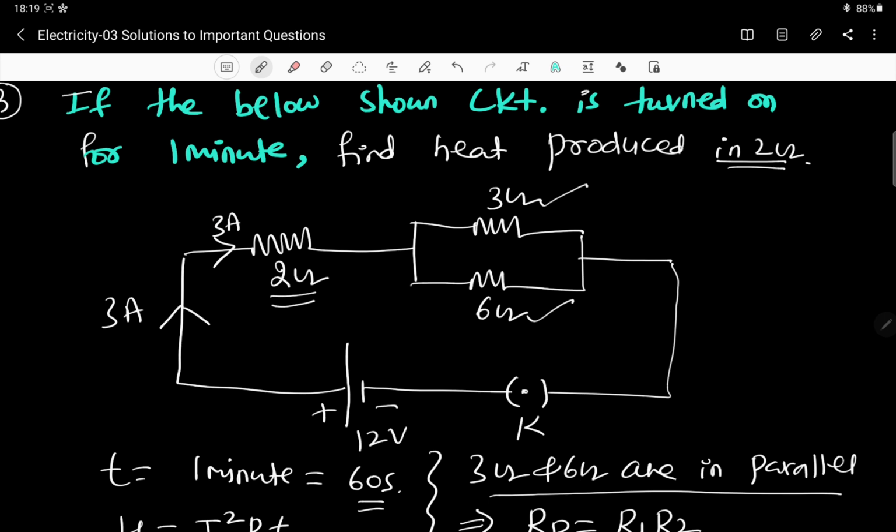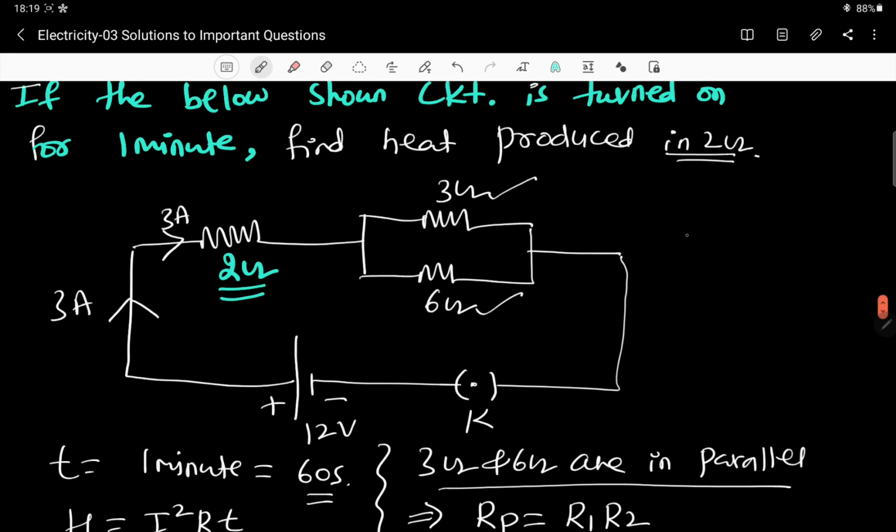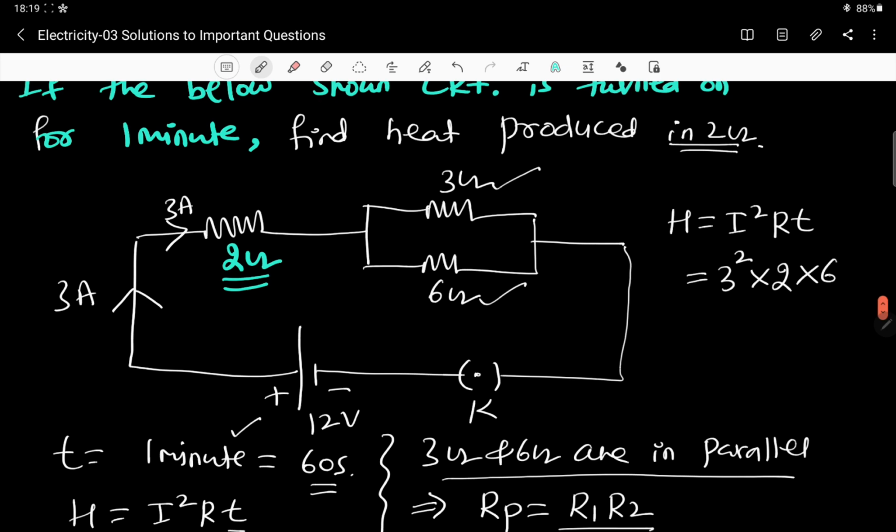Now 3 ampere flows here means this resistance 2 ohm will get heated, according to Joule's law of heating, that is I square R T. You have to do it below, but as I have space here, I am doing it here. I square means 3 square, into R means 2, into T means 60 seconds. 3 square is 9, so 9 into 2 into 60.